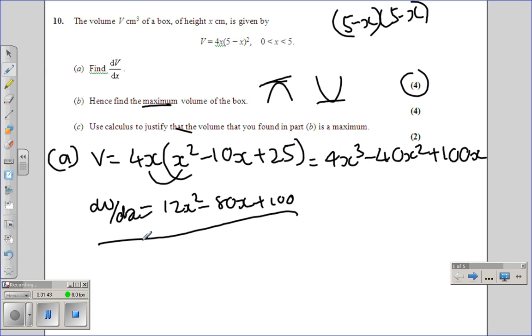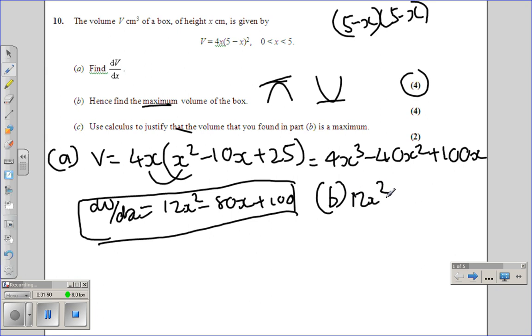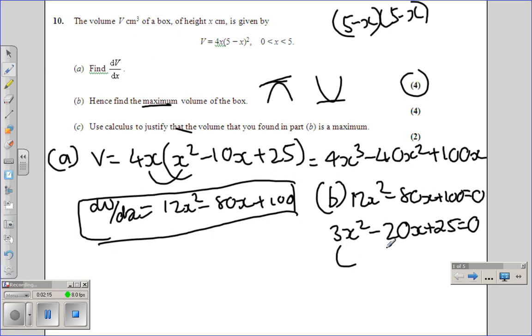So for part B, let's put that here. So that's dV by dx. We need to have 12x squared minus 80x plus 100 equaling 0. You get 1 mark for that straight away. To solve that, it's a quadratic. We'll factorise, but before we do, we'll simplify this because there's a factor of 4 in all of these. So dividing both sides by 4 gives us 3x squared minus 20x plus 25 equals 0. It's now much easier to factorise, I think.